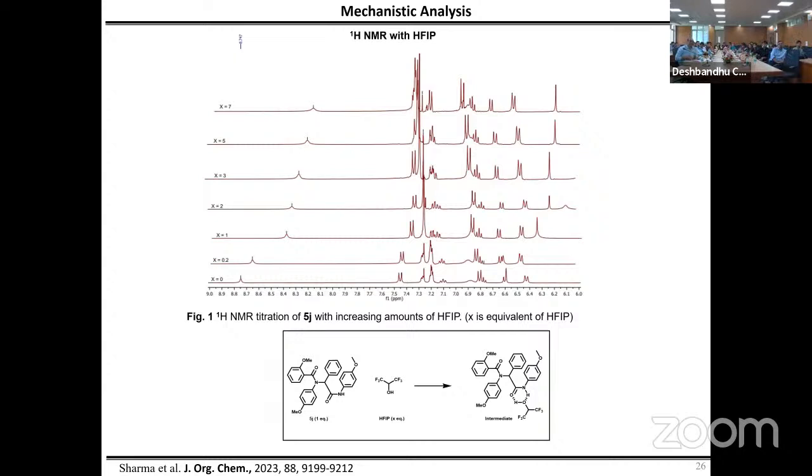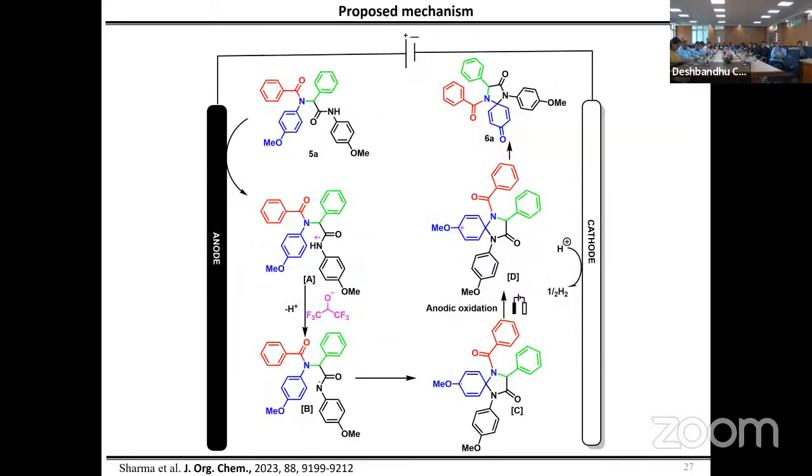This is the last slide actually. We also did some titration studies, since HFIP was playing an efficient role. We mixed HFIP with the solvent and the compound, and we found that this amidic NH was shifting to a lower delta value. It means that HFIP was directly interacting and making this NH electron rich, making it prone to be oxidized favorably. We also proposed the intermediate and tried to recrystallize this molecule with HFIP, but we did not succeed there. So this is the proposed mechanism.